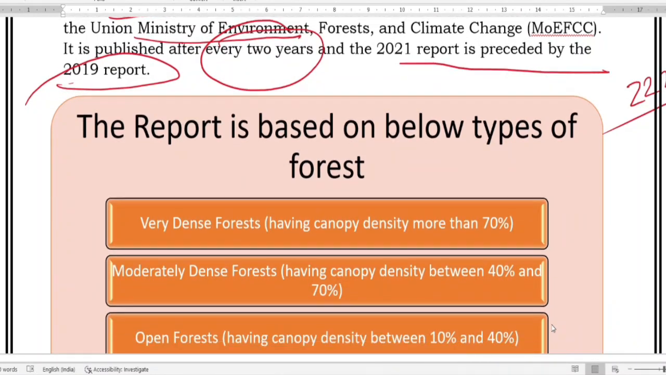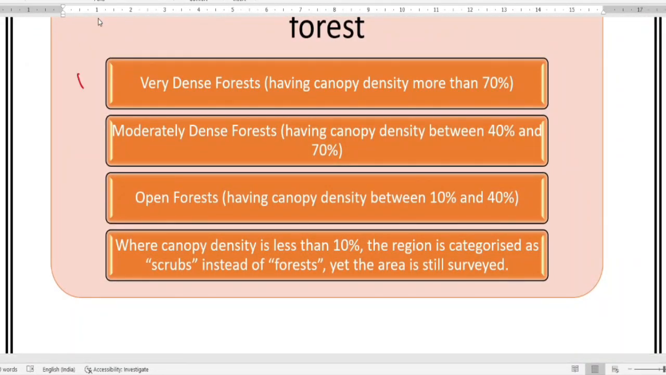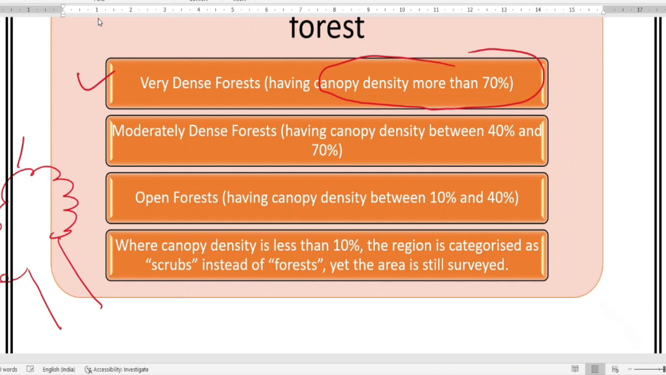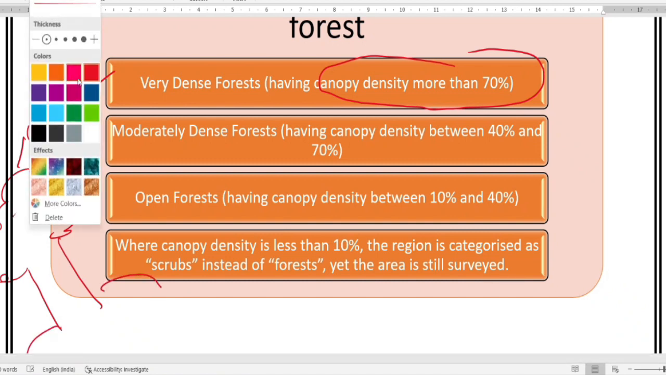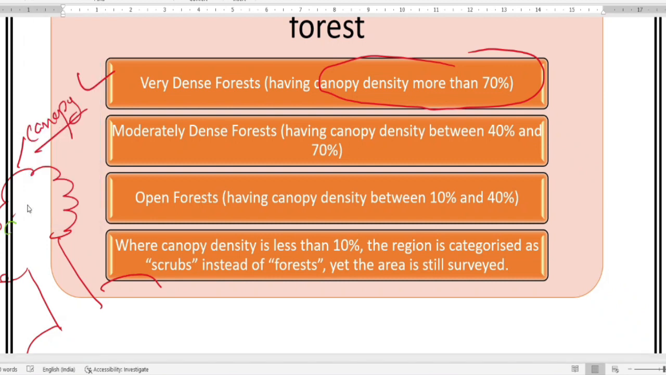The report is based on the below types of forest. Very dense forest. How will we know what is very dense forest? Canopy density more than 70%. Now what is canopy? Let's say this is the tree. Okay, this is the tree. Now this is the canopy. Hope this is clear. What is canopy, right? So this green portion, so this is green completely. This green portion is the canopy.